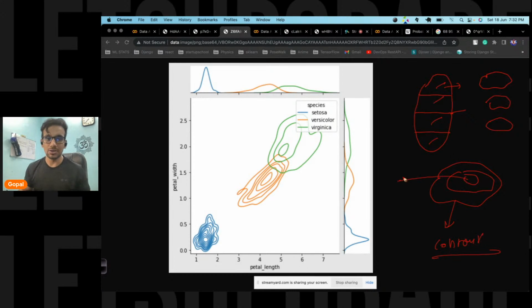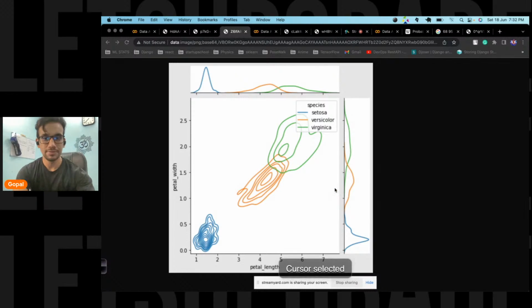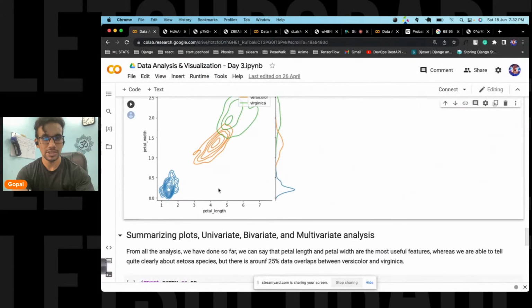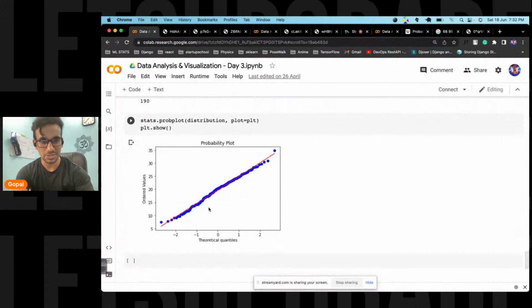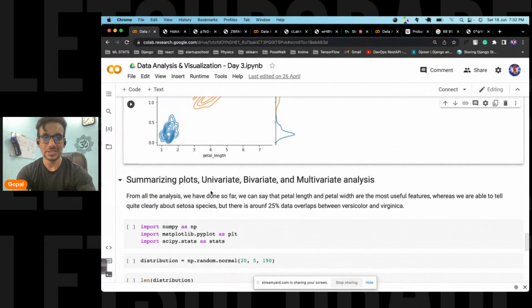Your contour has the most points at its center. This is where the most points are. Let's not focus on this because this is totally a different thing. I just summarized the plots here from all analysis we can see. I'm just going to put this notebook again here. So yeah, this is it, guys.